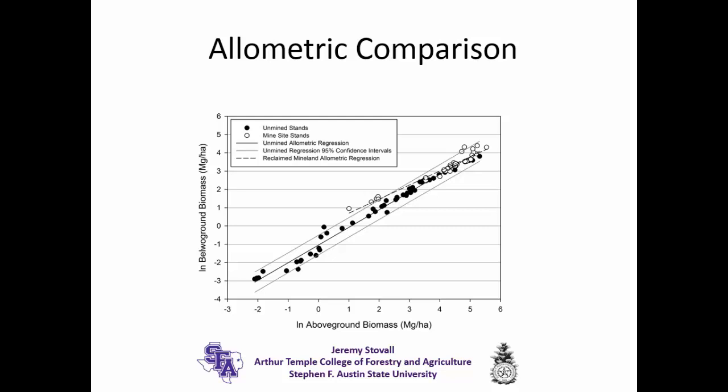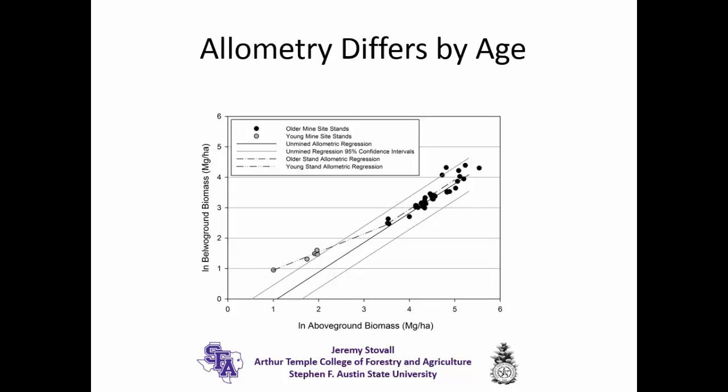Jeremy put his plots on here, these open circles, and if I zoom in a little closer, this line now represents Coyle and Coleman's regression. What you see is that when the trees are larger, this is the natural log of above-ground biomass, they fit that regression really well. But what was kind of surprising to see, when the trees are smaller, they're outside the 95% confidence interval and are best fit by a different regression.